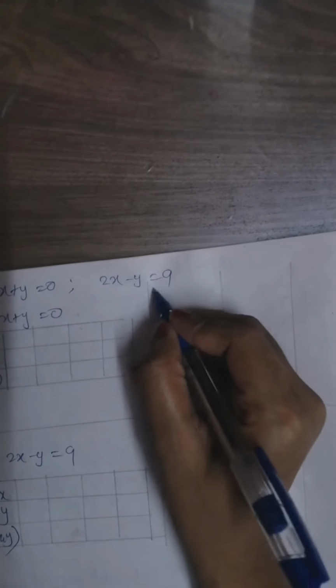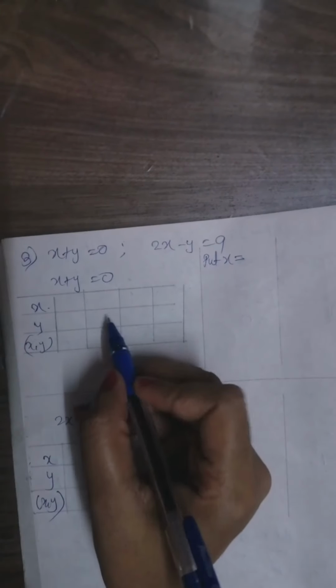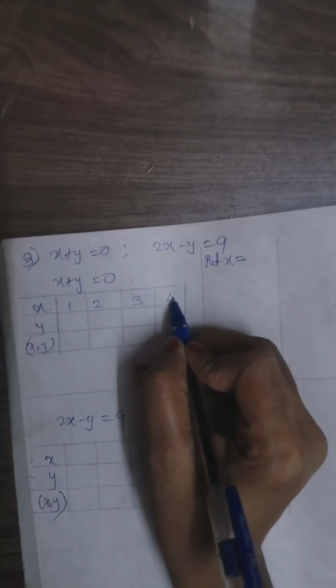Start writing here. Put x equal to any value randomly. I choose 1, 2, 3, 4. X equals 1. Write down here. What is the equation? X plus y equals 0. X is 1, plus y equals 0. Therefore y equals minus 1. Write down here minus 1. First ordered pair 1 comma minus 1.